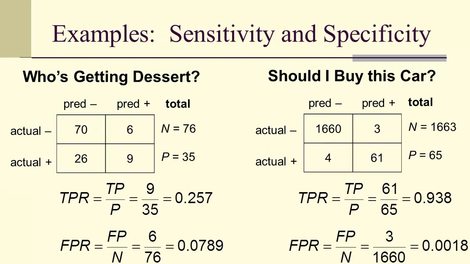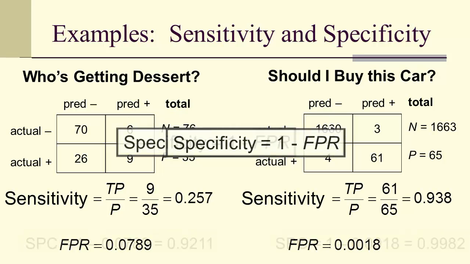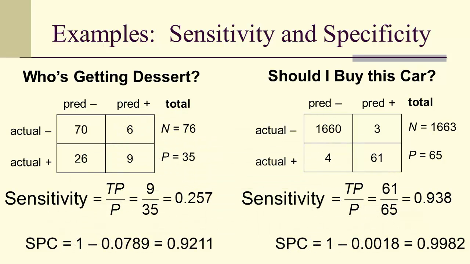So let's go back to dessert. Go back to our examples. So for the who's getting dessert, we had a true positive rate of 0.257, so that's also our sensitivity. And likewise for the car, sensitivity of 0.938. The specificity is 1 minus the false positive rate, so we subtract each of those from 1, we get a specificity of 0.9211 for the who's getting dessert, and 0.98982 for should I buy this car.